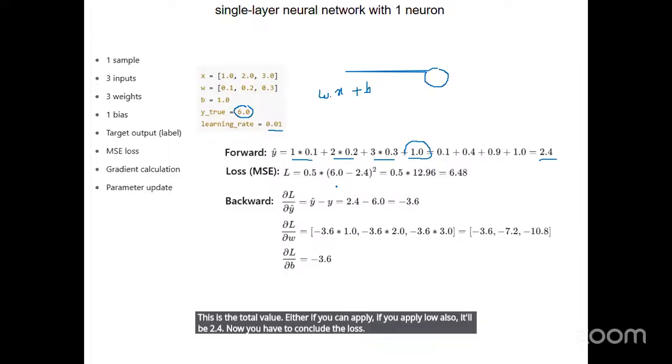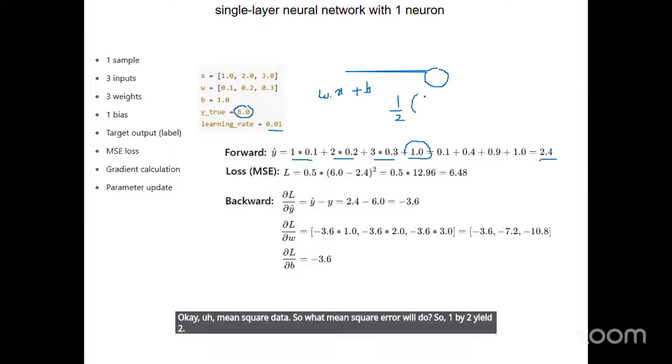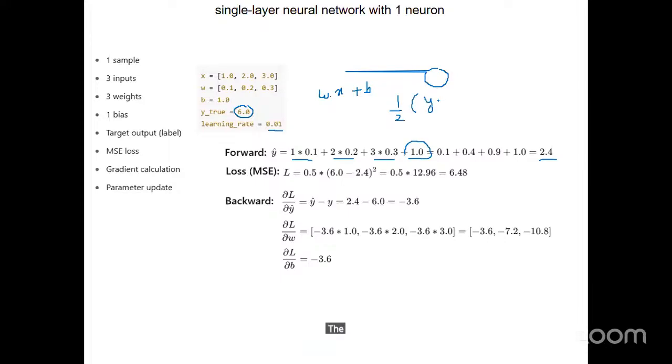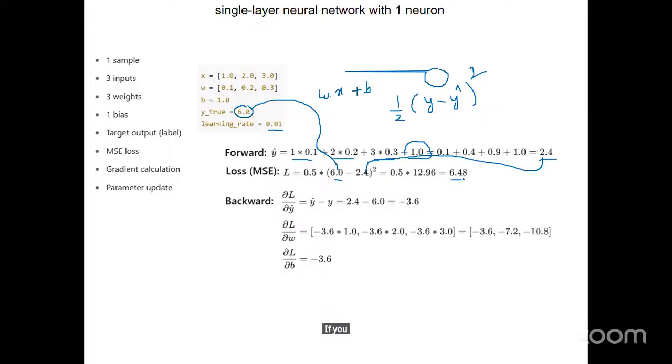How will you compute the loss? The loss is mean square error. So what will mean square error do? It is 1/2 into the ground truth value minus predicted value, whole square. 1/2 means 0.5, the ground truth value is 6.0, and the model predicted 2.4, whole square. If you compute this, we got 6.48. So 6.48 is the loss.